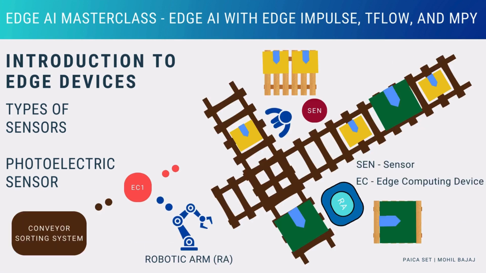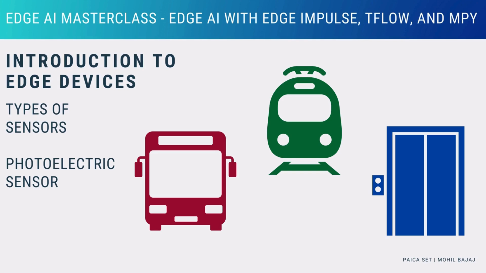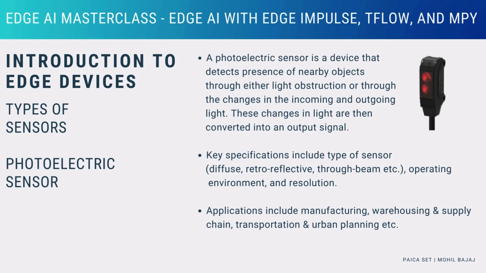Similarly, in warehousing and supply chain, these sensors could be used to sort parcels, with larger parcels being moved to the left where a large robot puts them on pallets, and smaller parcels being moved to the right, where they are picked up by a smaller robot or a warehouse employee. Photoelectric sensors are also popular in non-industrial settings, with one easy-to-see example being the automatic doors in buses, metros, and elevators.